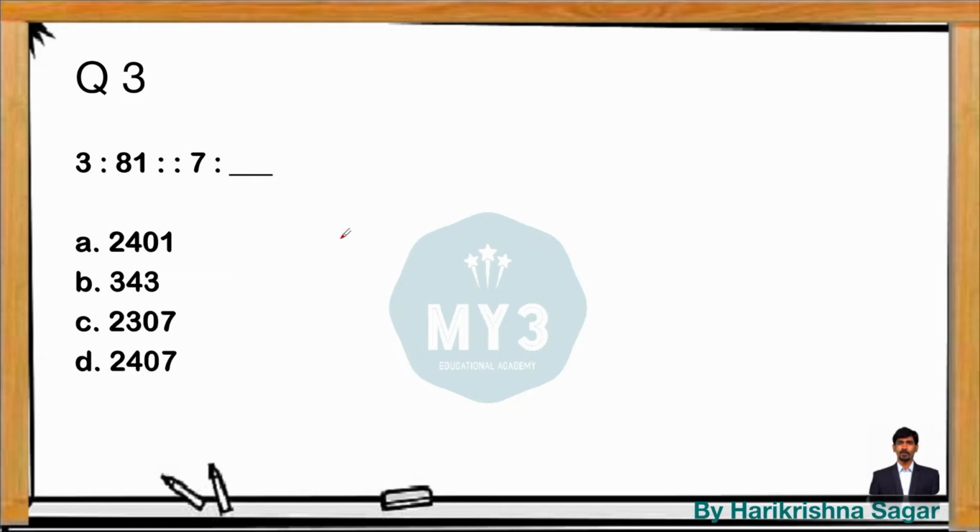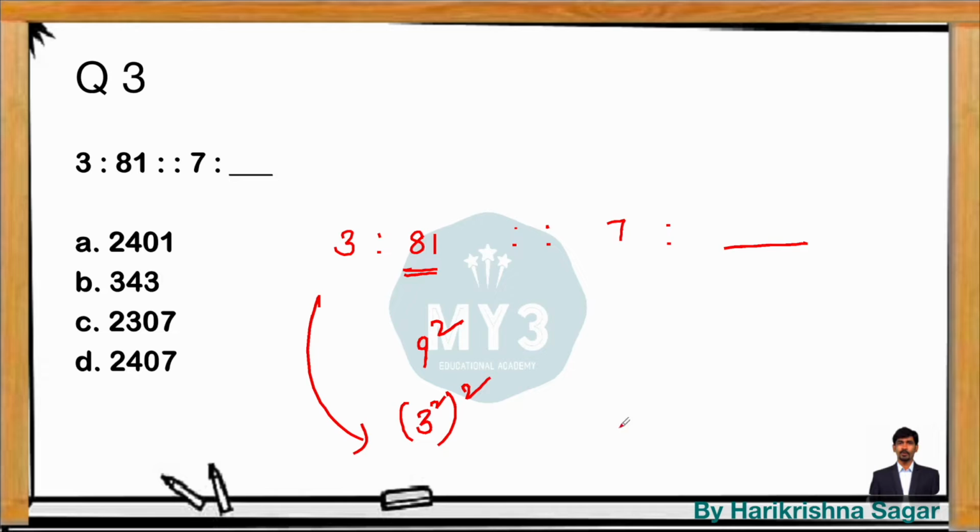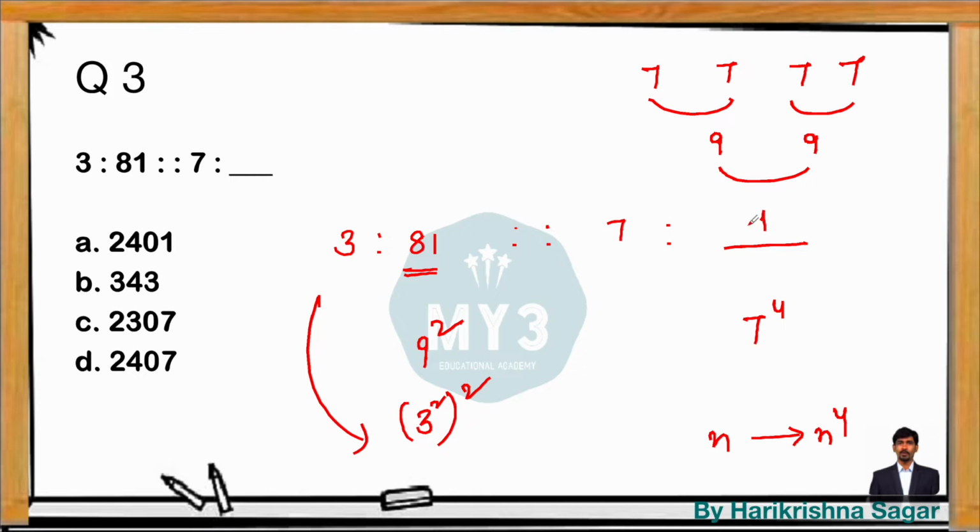Look at the next question. 3 : 81. Then 7 will be what? 81 is 9 square. 9 is 3 square. So basically 3 becomes 3 power 4. That means the logic here is n turns to be n power 4. Then 7 will be 7 power 4. Even if you don't know 7 power 4, it is nothing but 7 multiplied 4 times. 7 into 7 ends with 9. 9 into 9 ends with 1. So your answer choice must end with 1. Check the option which is ending with 1. Mark it as option A.